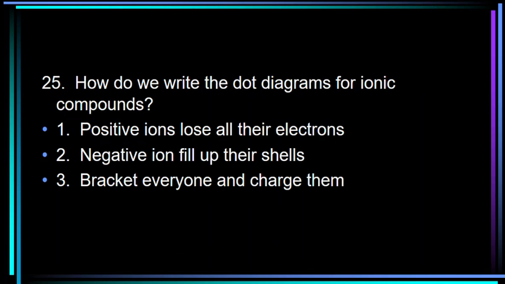What are the rules for drawing dot diagrams for ionic compounds? The positive ions will lose all their electrons. The negative ions will gain, will fill up their electron shells. And number three, put a bracket and a charge. Bracket them and charge them.